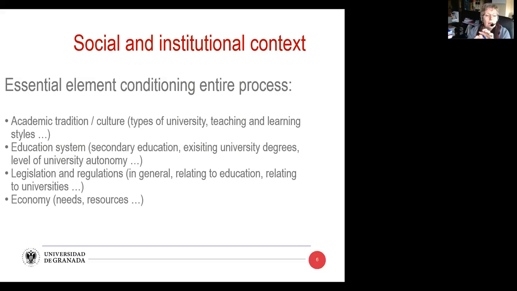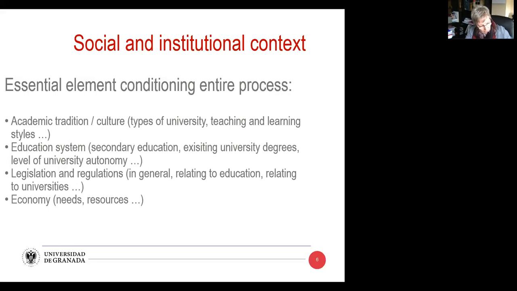And that brings us on to resources. The social and institutional context in which we are working will, of course, be highly influenced by the economic situation, the financial situation, the resources available, and so on. So context is really, really important. And I've further comment on context there.